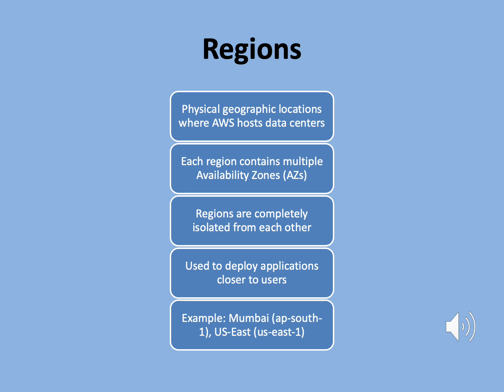Now let's understand regions. AWS regions are physical geographic locations where AWS hosts its data centers. Data center means where we keep our servers. Each region consists of multiple availability zones and is completely isolated from other regions. We choose a region based on factors like latency, compliance, and proximity to users. For example, the Mumbai region is AP-South-1 and US East-1.